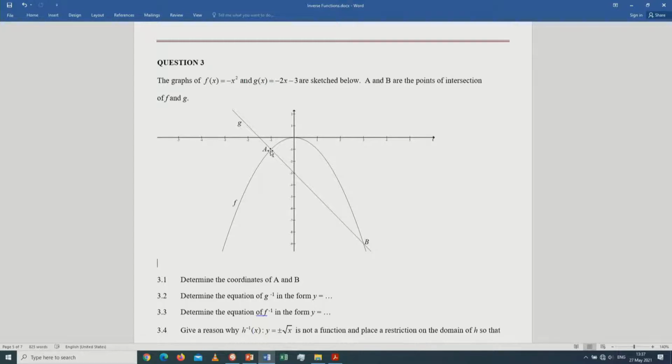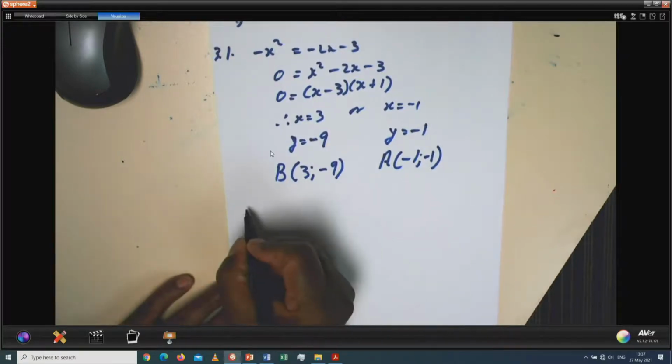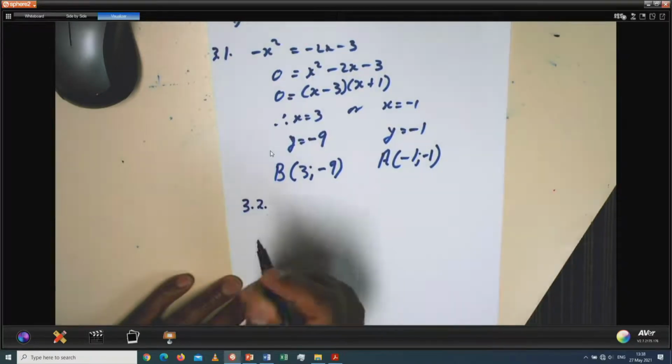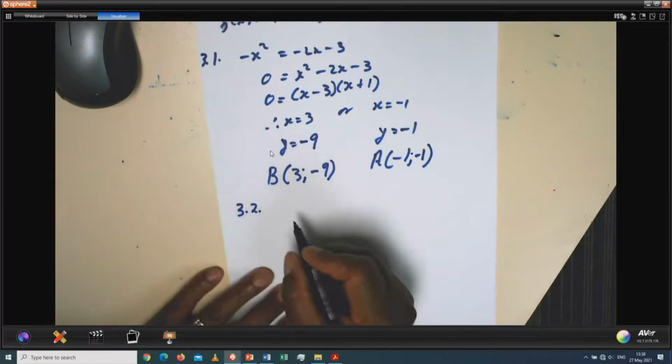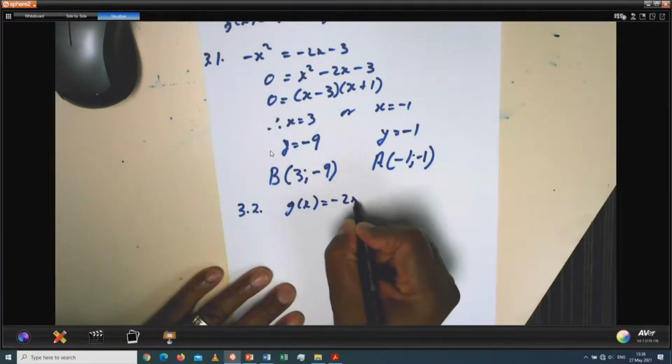Let's determine the equation 3.2 and 3.3. Let's answer both. In 3.2, determine the equation of the inverse of G. In 3.3, you determine the equation of the inverse of F. Let's work them out. 3.2, the inverse of G. Remember, G of x is given as minus 2x minus 3.